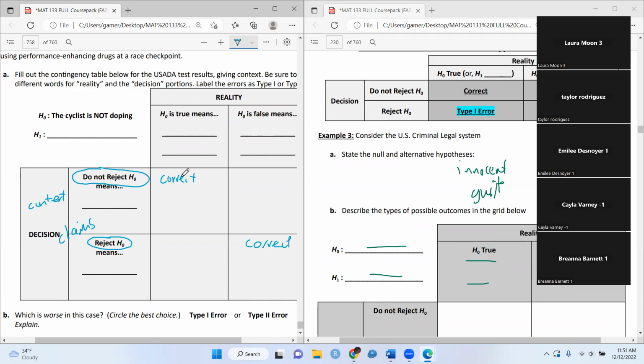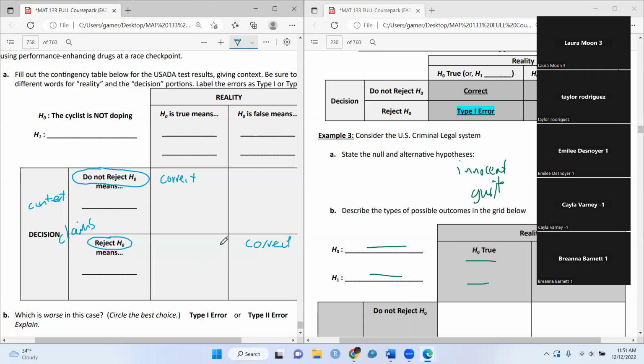So the correct decision here is the cyclist is not doping. You claimed it, and in reality they're not, so you did it. It all matched up. Life is good. Whereas over here, it's like, oh, they are doping, and you're claiming they're doping, and so if you reject H0, and in reality that's what's happening, yes, you matched everything up. You're good. Good job, right?